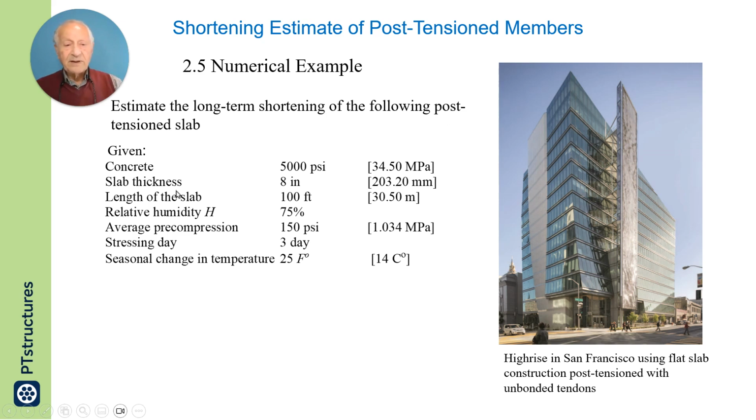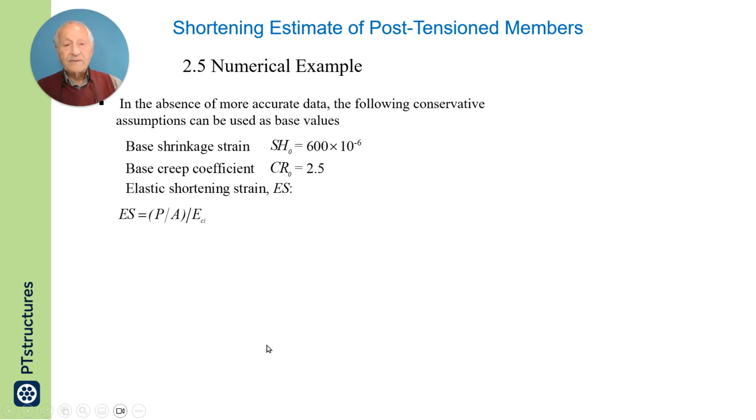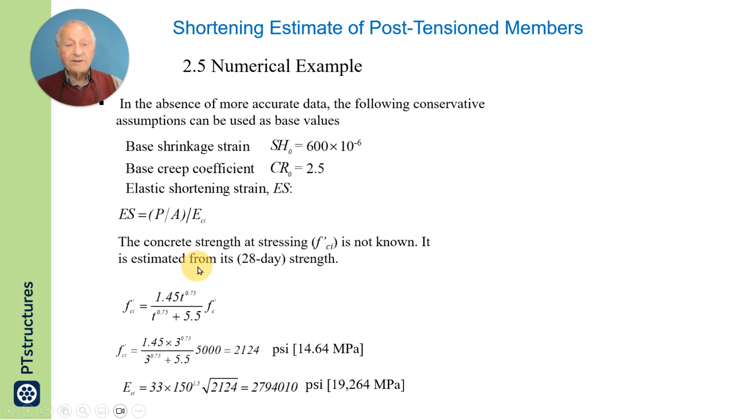In this example, this is the material property, and we assume the length of the member is around 30 meters, 100 feet. Required: estimate the long-term shortening of the member if it is allowed to shorten unrestrained. Now we start with the base shrinkage of this value, the base creep here, and calculate the elastic shortening using this standard formula.